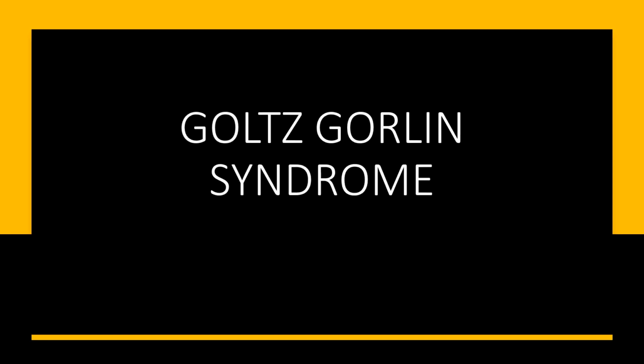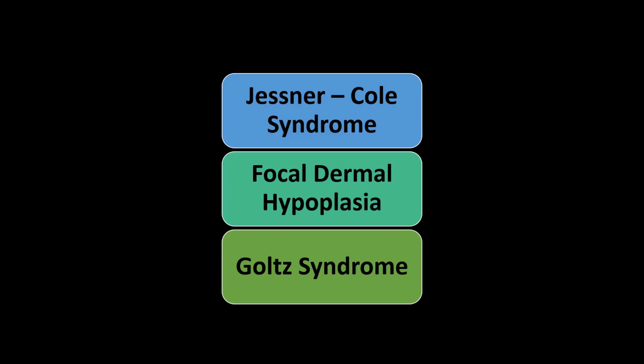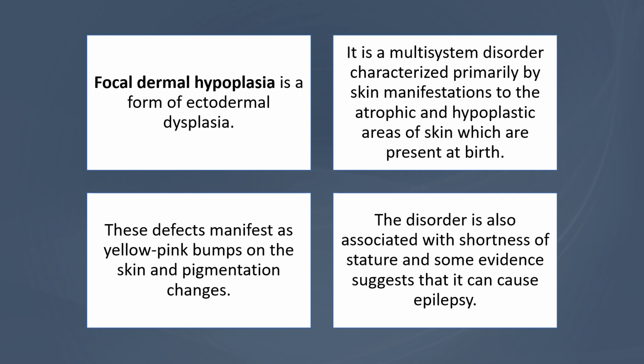The next one is Goltz Gorlin syndrome. Other names for that include Jessner-Cole syndrome, focal dermal hypoplasia or Goltz syndrome. This focal dermal hypoplasia is quite a rare syndrome compared to the Gorlin Goltz one. It is a form of ectodermal dysplasia.